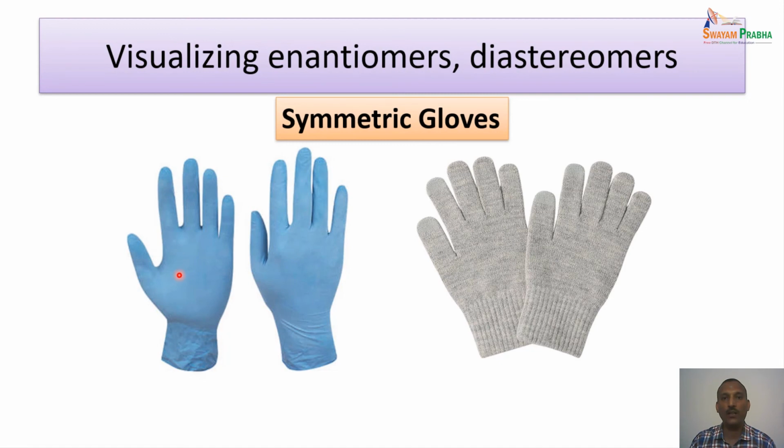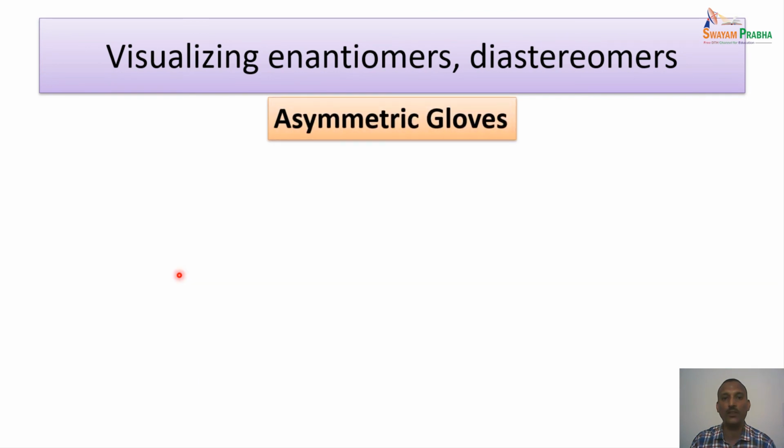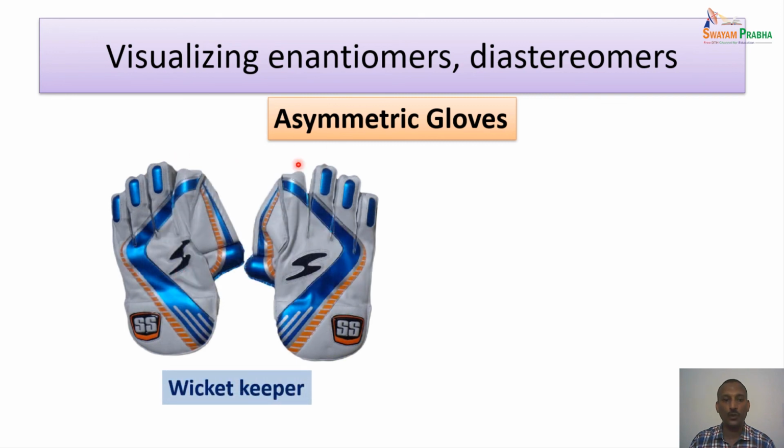Since in India we play cricket a lot, I'll take another example, the cricket gloves, where you can actually see the difference of asymmetric gloves. If you look at the wicket keeper gloves, you have a left hand glove and a right hand glove. What you can see is these two are exactly mirror images of each other. So this type of wicket keeper gloves is a good example of enantiomers. We can say this is an enantiomer because we have an object-mirror image relationship between these two.